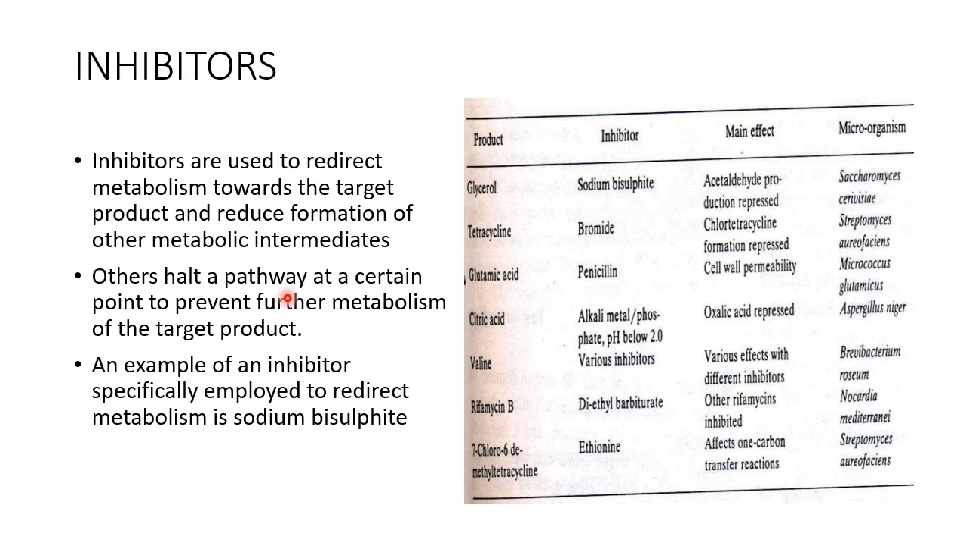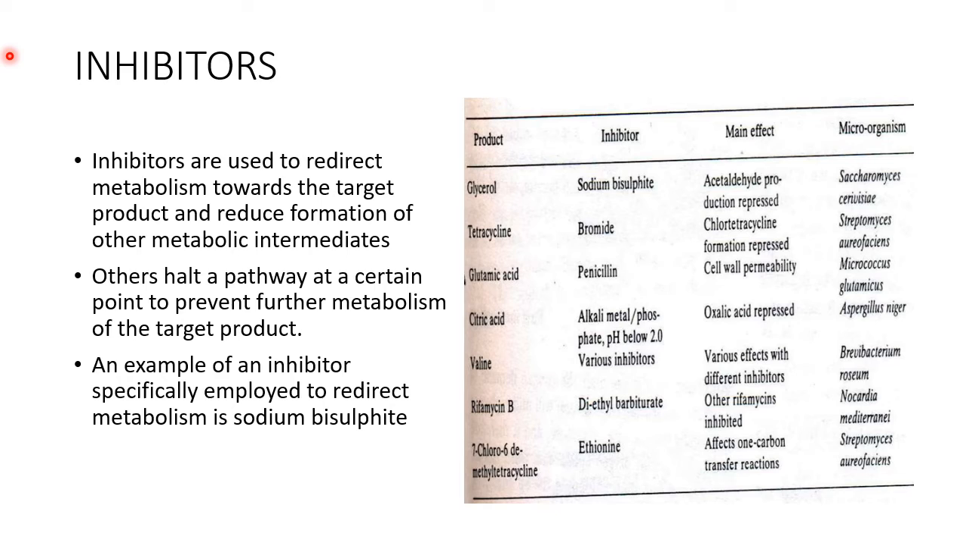Others halt the pathway at a certain point to prevent further metabolism of a target product. That is also a role of an inhibitor. An example of an inhibitor specifically employed to redirect metabolism is sodium bisulfite.